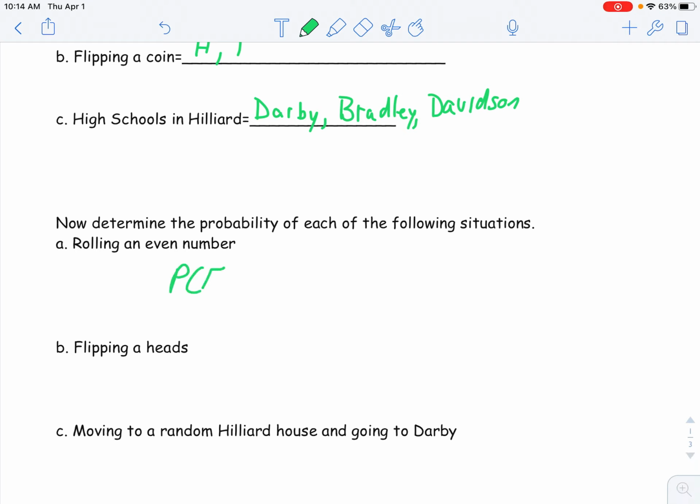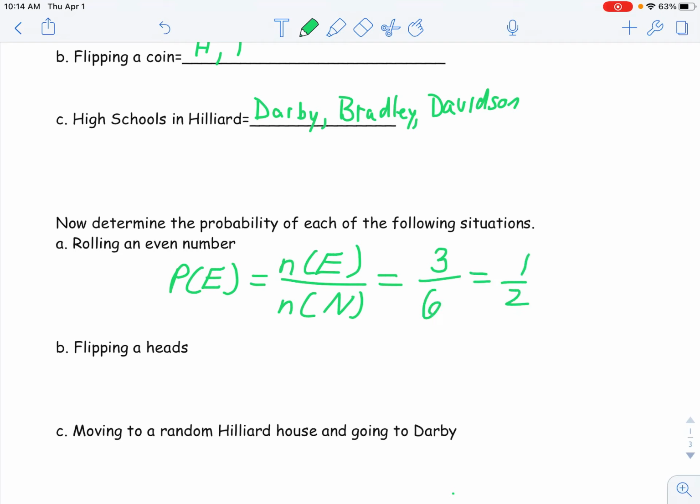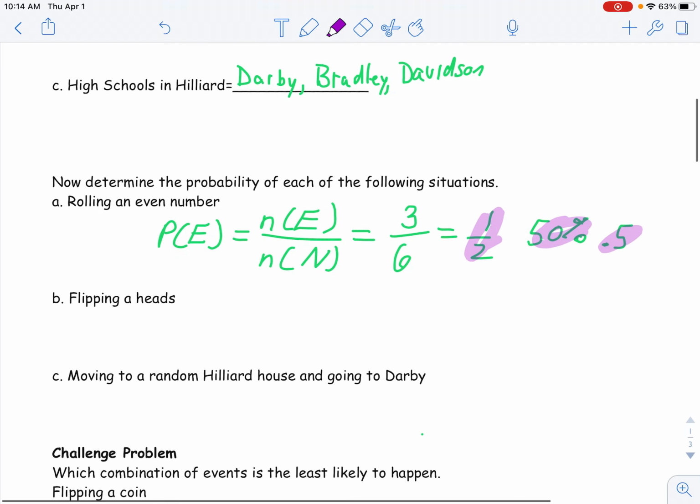Now, determine the probability of each of the following situations. Rolling an even number. So the probability you roll an even number is just the number of even numbers over the total amount of numbers. And even numbers, there's 3 of them, 2, 4, 6. Total numbers, there's 6, so it's 1/2, which you could write as 50%, or even just 0.5. All of those are legitimate answers, though we want the reduced fraction.